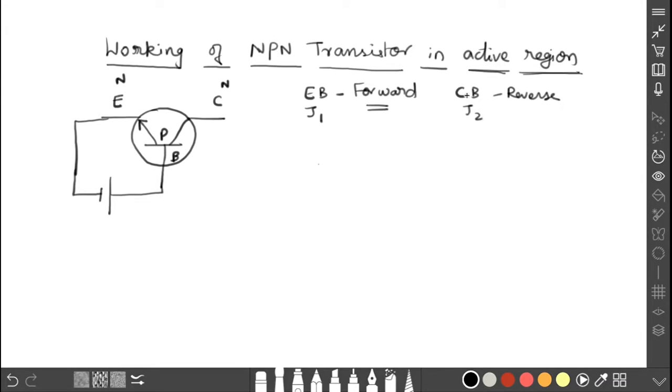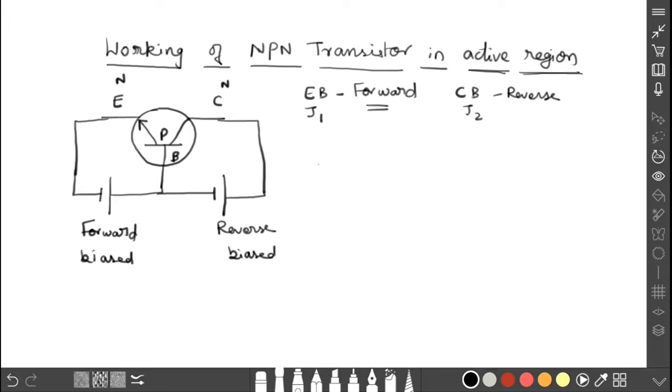Next, the collector base junction should be reverse biased. Now this is the base and this is the collector. How should the connection be given? It is reverse biased, so the P type should be connected to the negative terminal of the battery and the N type should be connected to the positive terminal of the battery. So this CB, the collector base junction, is reverse biased. The first junction is forward biased and the second junction is reverse biased. According to the condition, we have given the biasing.